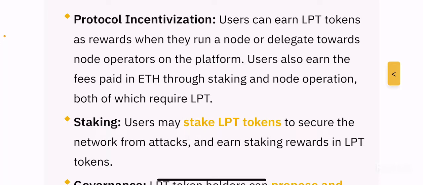But on top of this, you can also earn the fees paid in ETH, which is the main cryptocurrency of the Ethereum blockchain, by staking and node operation, both of which require LPT. So not only are you going to be able to earn LPT, you will also be able to earn ETH fees that are gathered during the process of staking, as well as node operation, right? Those are the two incentives that LPT allows for token holders to be a part of when they mean protocol incentivization, right?